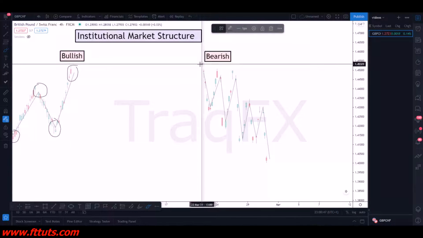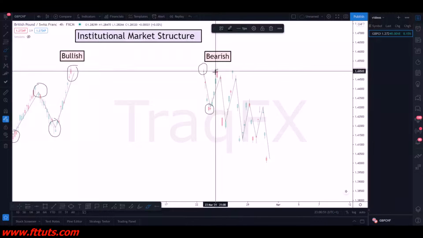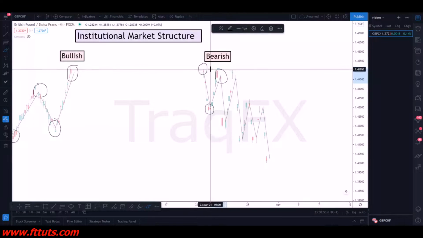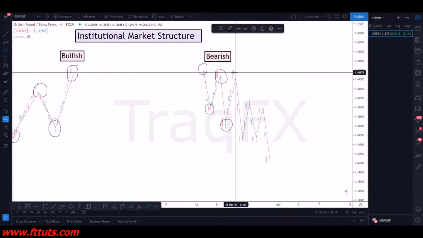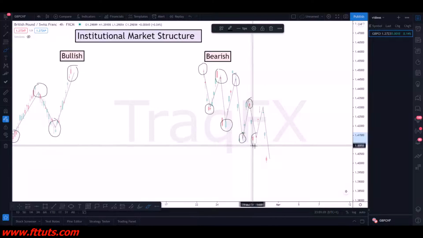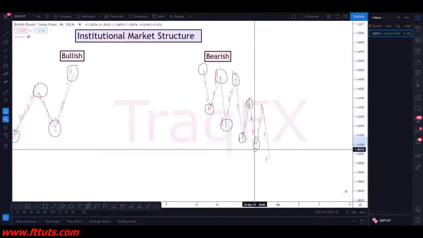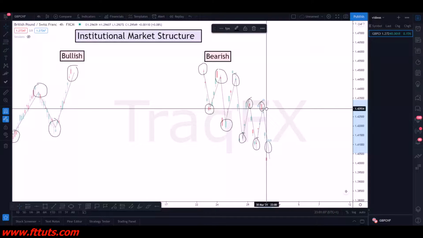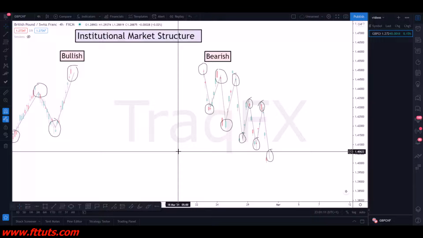So we have the high here, and then we have the low. After that low, we're followed by a lower high, because this high is lower than the previous high. And then once again, another lower low, and then another lower high, lower low, lower high, lower low. So now we understand that there are two types of trends in the market. The market's either going to be bullish or it's going to be bearish.